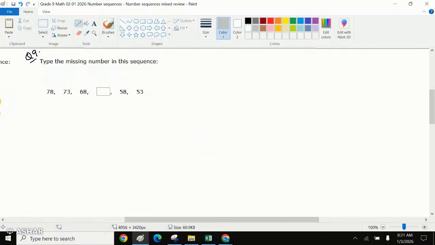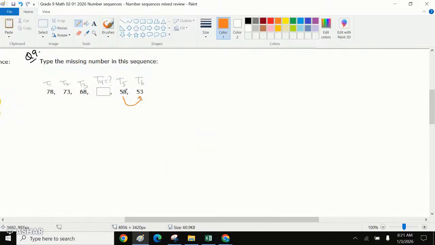The first thing, for our own reference, we type term number 1, term number 2, term number 3. We need to find term number 4, term number 5, and term number 6, right? Let's see what can be done over here. We see the pattern is decreasing because the first term is 78 and the last term is 53. That means it's decreasing, right? So let's see the difference between these two numbers.